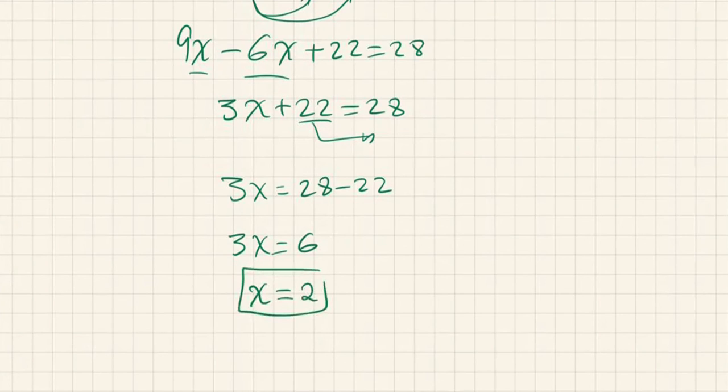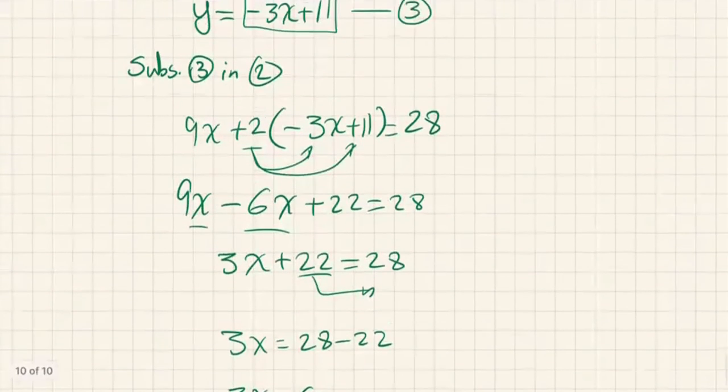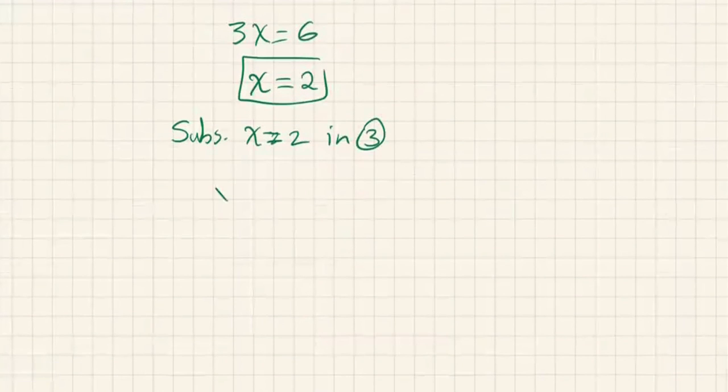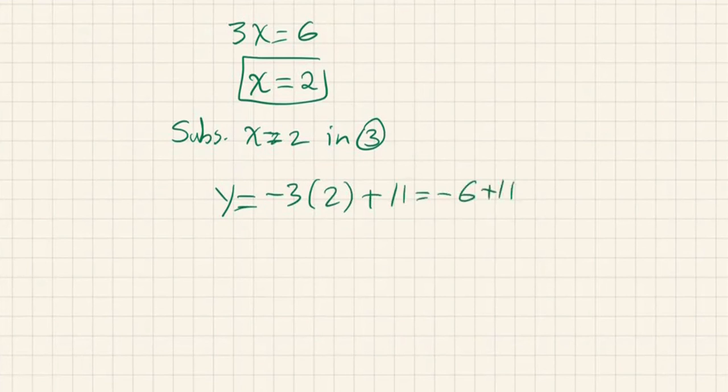Okay, then substitute in 3, automatic, without even scrolling up to find out. So substitute x equals 2 in equation number 3. Equation number 3 says y equals negative 3x plus 11. So y equals negative 3x, which is 2, plus 11, means negative 6 plus 11, which equals 5. Then y equals 5. So my solution is 2 and 5.